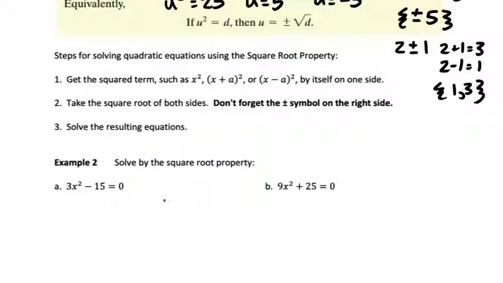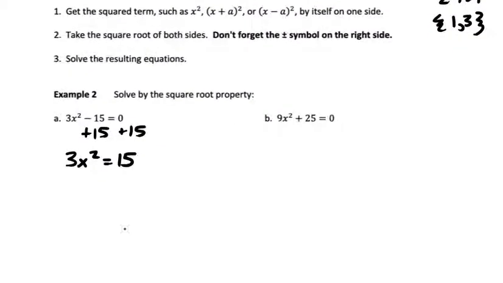So example 2 from the textbook, solve by the square root property. First step here is going to be to add 15 to both sides. And the second step is going to be to divide by 3. Now the process for getting the x squared by itself is the same as the process if it were just x. Get rid of things that are added or subtracted first, and then get rid of things that are multiplied. So that gives me x squared equals 5.